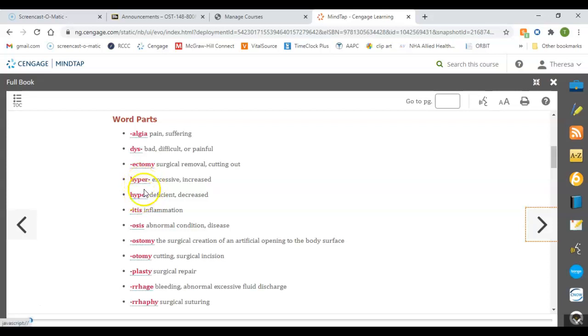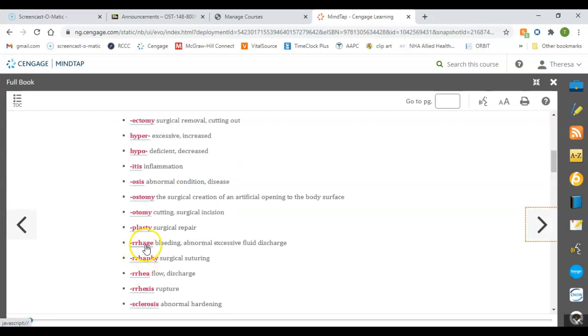Make sure on your hyper and hypo, you see it's excessive, increase, deficient, decrease, not up or down. That means something totally different. So make sure that you use the words that are in here. And that's how you're tested, is on these words, these particular ones.